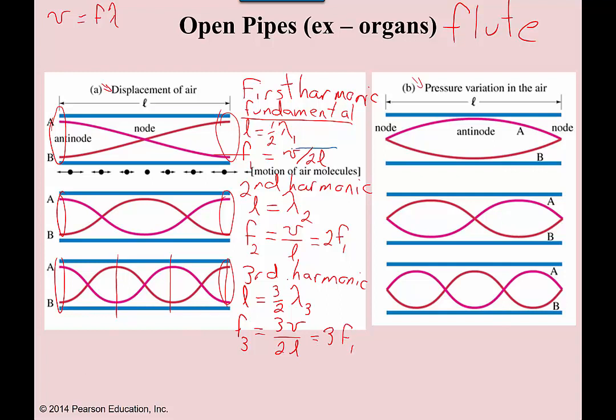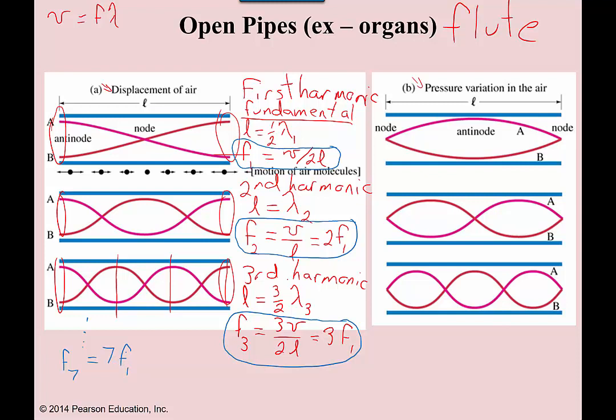So the first harmonic's frequency is V over 2L. The second harmonic's frequency is V over L, or twice the first. The third one is 3 times the first. It continues on like this for as many harmonics as can fit within this pipe. So when you have open-ended pipes, all whole number multiples of the fundamental frequency are possible. So you could have F7, the seventh harmonic, which would have a frequency of 7 times the fundamental frequency. And it would just keep going on and on.